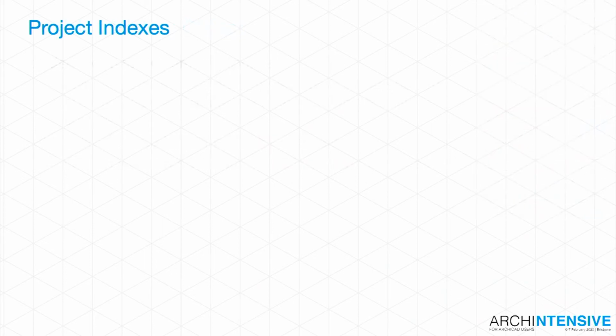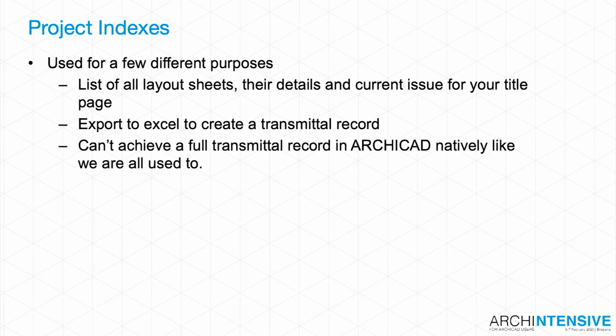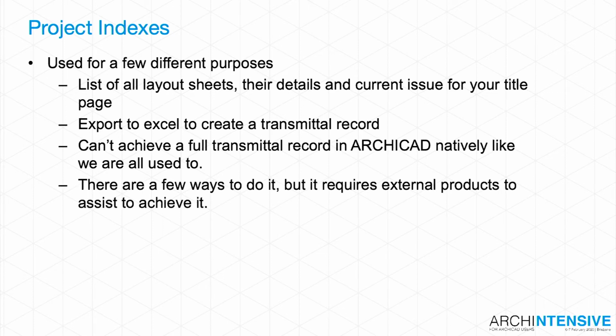It's drawing on everything. So project indexes, obviously, are used for a few different purposes. We can generate lists of all of our layout sheets, their details, their current issues, and typically that's what I do for a title page. So you can have a cover page which has the current issue for everything. You can export it out to Excel and create transmittal records, which is a process that I've adopted. And as I said, natively within Archicad, it's something we can't achieve to meet what we graphically would like to achieve here in Australia. But there are a few ways to do it. And as I said earlier, it needs an external product to achieve it.